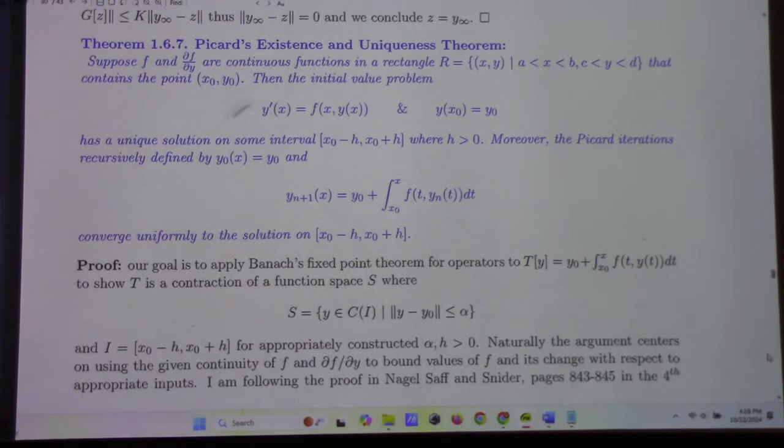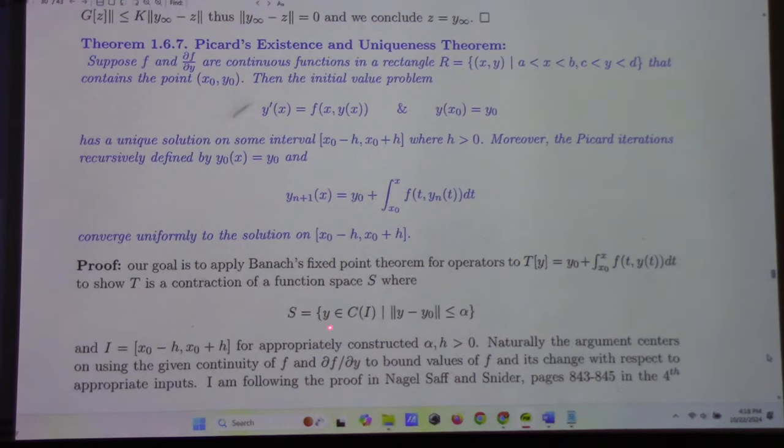Our goal, of course, is to apply Banach's fixed point theorem to the operator T. I guess the T would be like the g in my previous discussion; I've changed g to T now. Again, I'm following Nagel, Saff, and Snyder, and I'm going to scan chapter 13 and post it for you, but I haven't gotten to it yet. So T of y is that. Great. So we need to show that T is a contraction of a function space S.